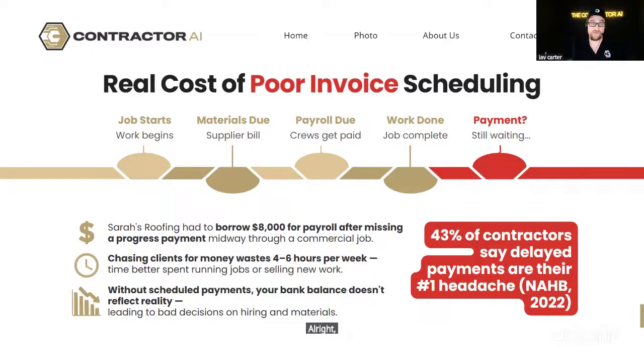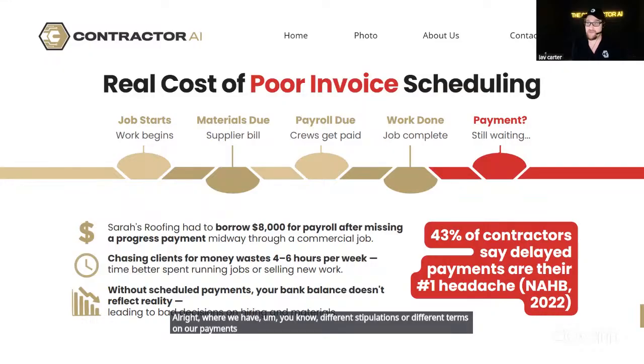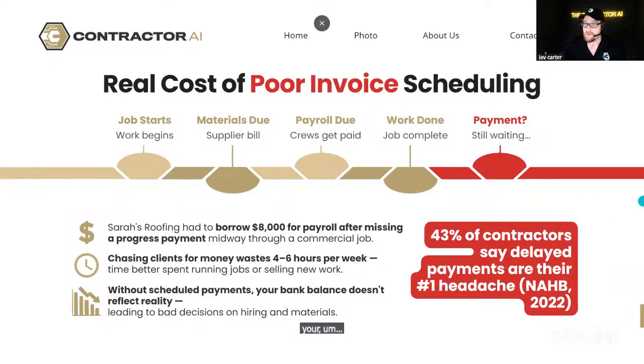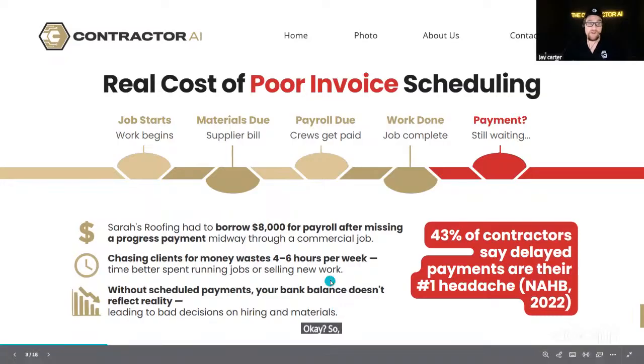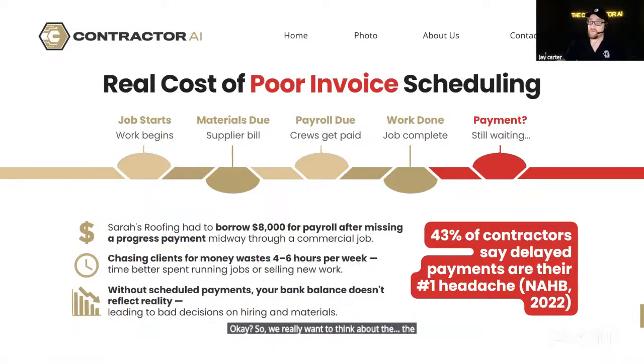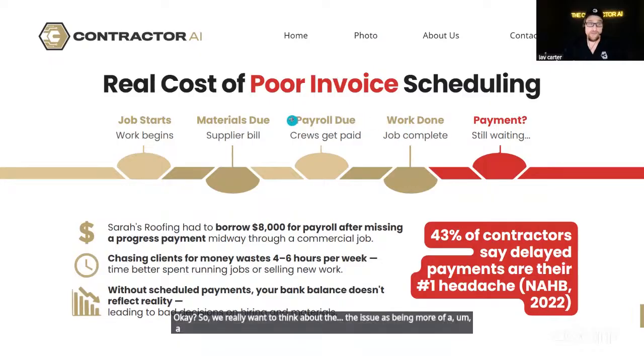43%. This only gets worse as we get into commercial, where we have different stipulations or different terms on our payments. It will become even more important as you have to prove your percentage of completion. So we really want to think about the issue as more of a scheduling and operations matter that should be automatic within your business.